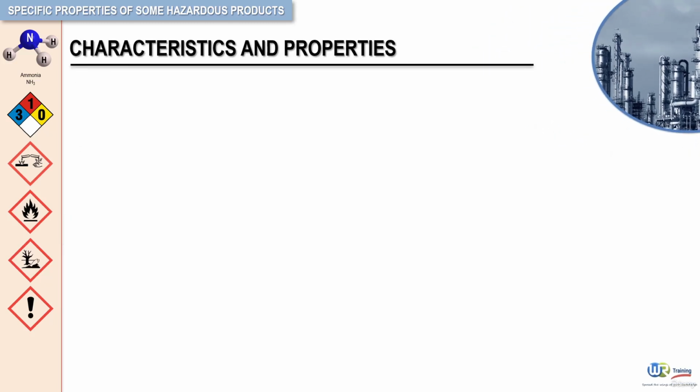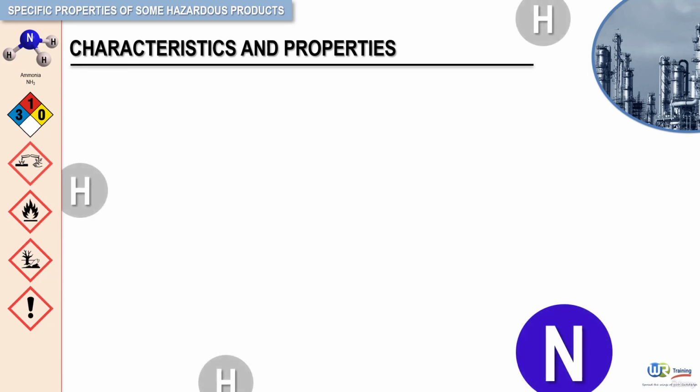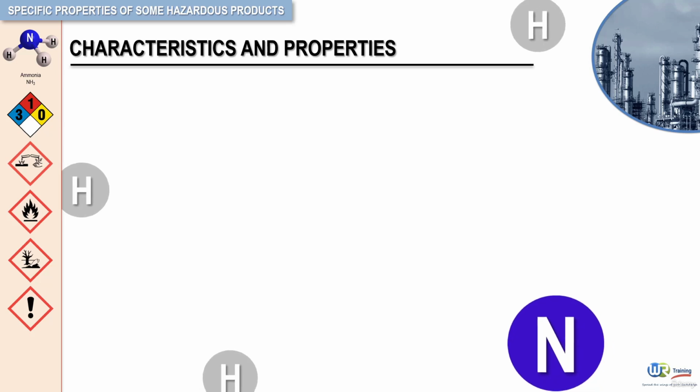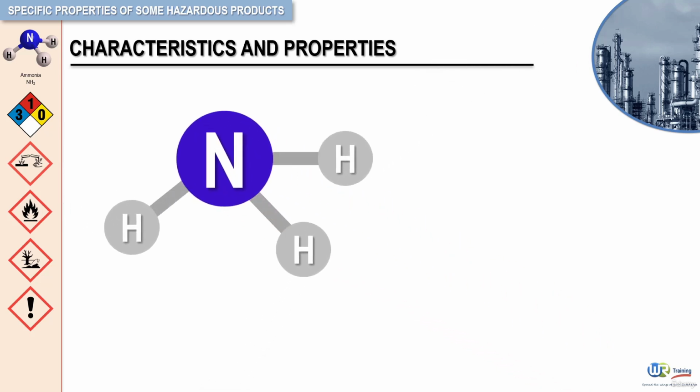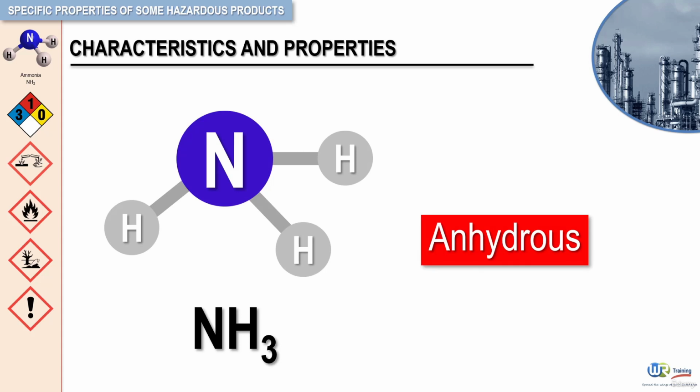Anhydrous ammonia is a compound that is made of 1 part nitrogen and 3 parts hydrogen. Anhydrous ammonia is often referred to by its molecular formula, NH3. The word anhydrous means without water, which distinguishes this type of ammonia from the aqueous forms of ammonia, which are commonly used as cleaners and disinfectants.